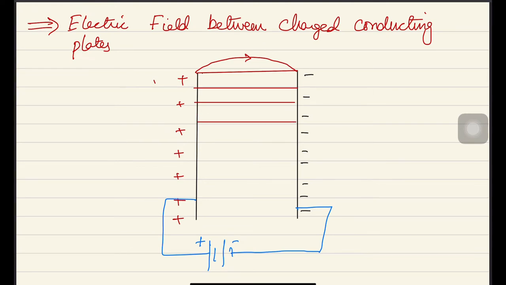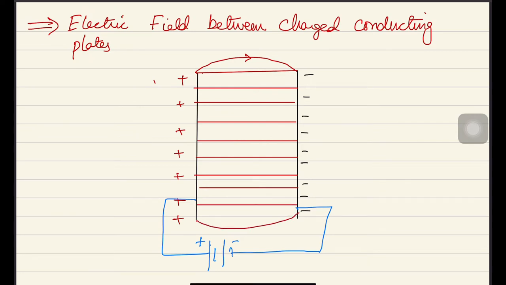So that's the direction of the electric field between these two conducting plates. Now I'll just draw the arrows in order to represent the direction of the electric field. When there are two charged conducting plates, the direction of the electric field is from the positive terminal of the battery towards the negative terminal of the battery.